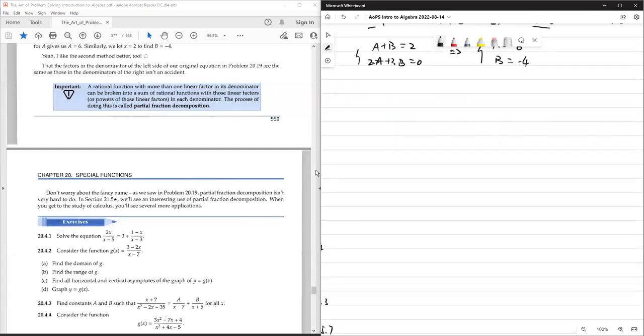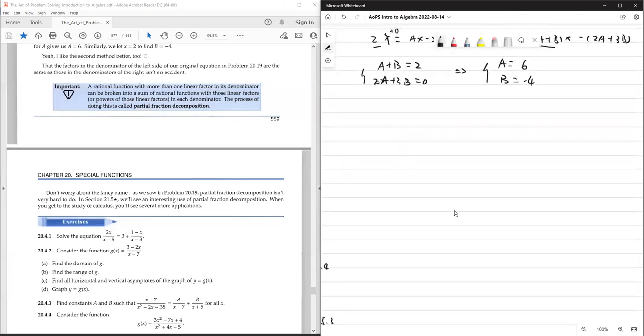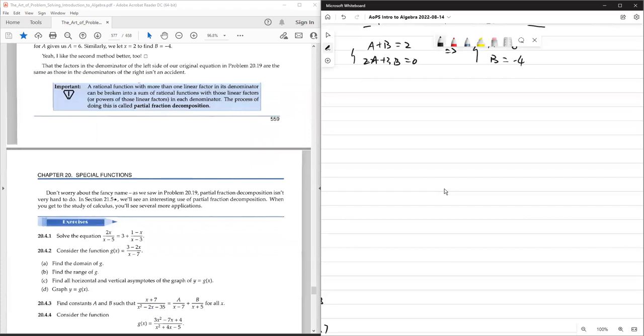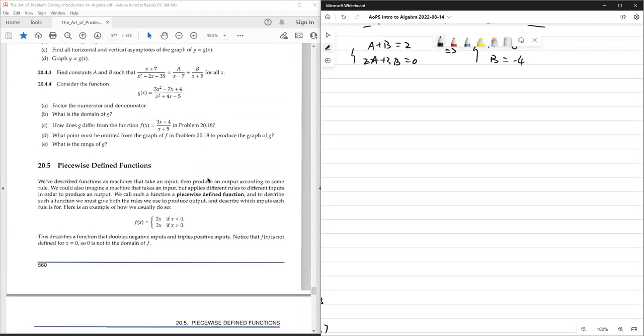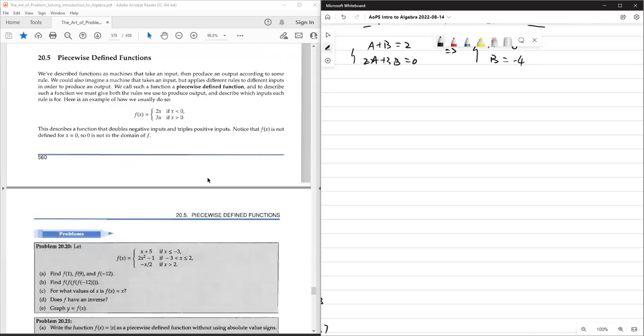But that's another whole topic in itself, so we're not going to expand on that. This is just a taste of what other ways functions can be created. Okay. In the interest of time, I'm trying to wrap up this chapter, so we are going to move on to the piecewise defined function, which we already see.